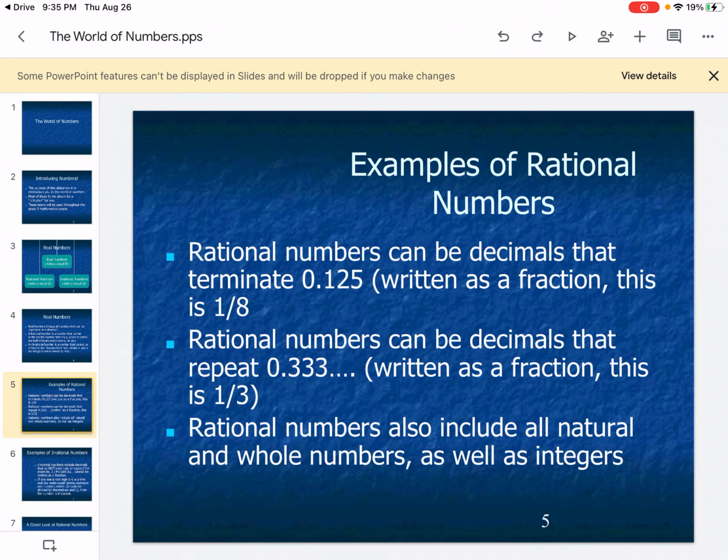So examples of rational numbers: any decimal that ends, like 0.125, or that repeats, like 0.333. If you grab your calculator and go 1 divided by 3, you get 0.333333, and the 3's repeat, okay? So anything as a fraction will repeat as a decimal, or end as a decimal. The things that end are like 0.5. 1/2 is 0.5. 1/4 is 0.25. 1/8 is 0.125. They end, okay? So any fraction will either end or repeat.